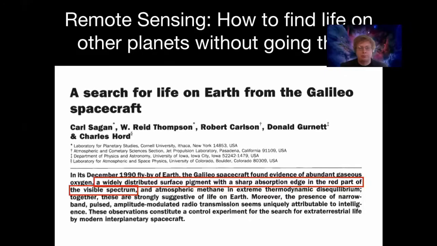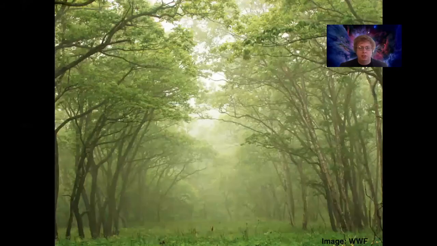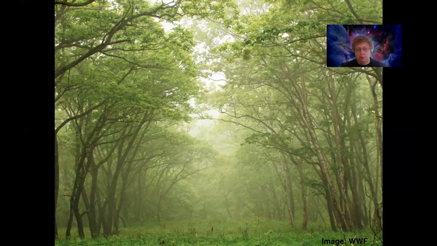Carl also found evidence for a widely distributed surface pigment with a sharp absorption edge in the red part of the visible spectrum. So what does that mean? That's a fancy way of saying there's evidence for chlorophyll. You can see in the reflected light of our planet that there is some weird molecule that has a strange spectral pattern, which happens to be chlorophyll in our case, which indicates that there's photosynthetic life happening.